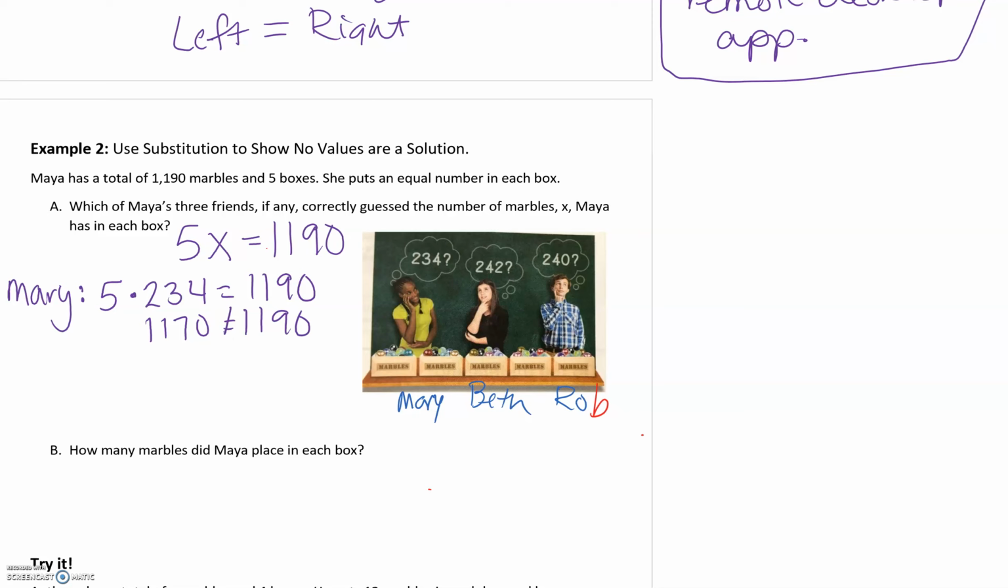All right, so then let's look at Beth. Beth's guess was 242. So let's see if Beth has guessed the correct amount. So Beth has guessed, and she has 1,210. So that again is not the exact amount.